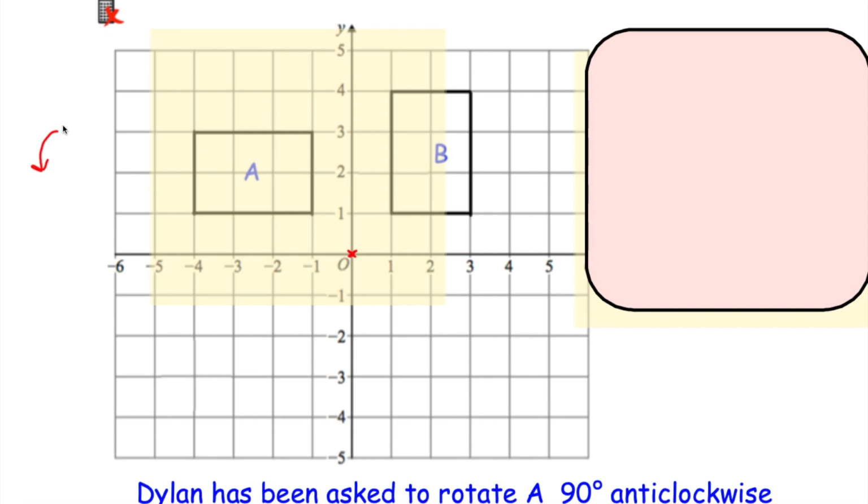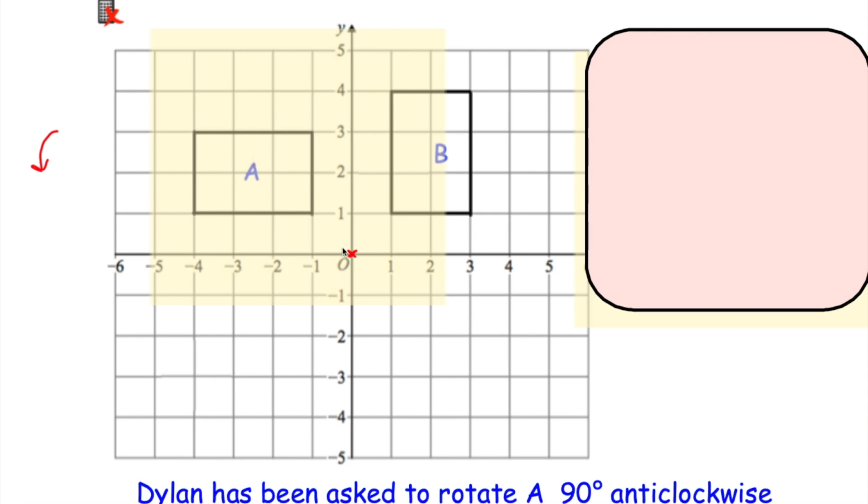Actually, I can see what he's done wrong here, because he's meant to rotate it 90 degrees anti-clockwise, and if he's rotating this shape A 90 degrees anti-clockwise, it should really end up down here somewhere. Because it's over here, I'm thinking he may have rotated it 90 degrees clockwise. So let's have a look and see if that's what he's done.